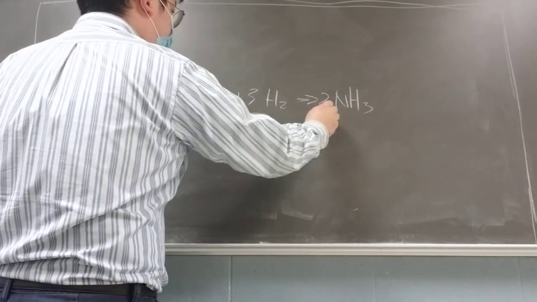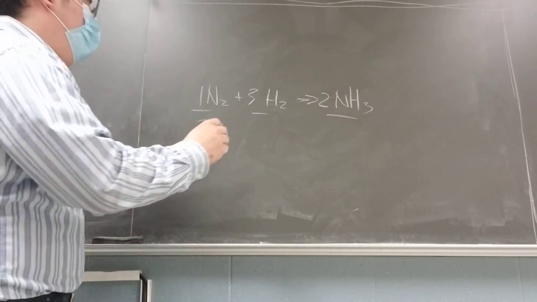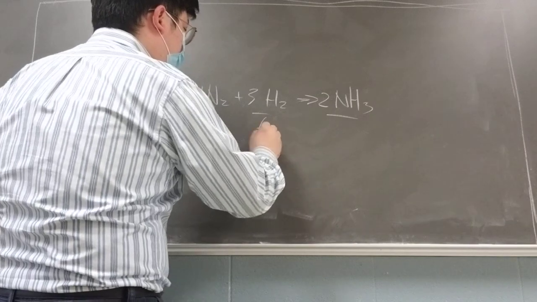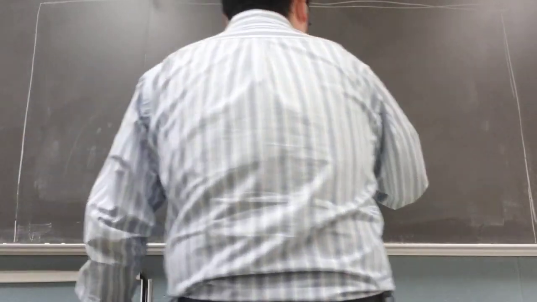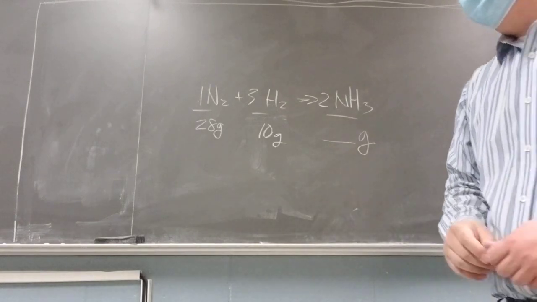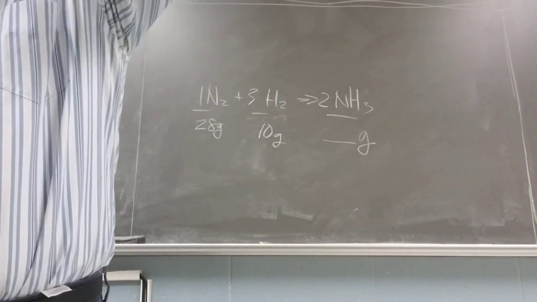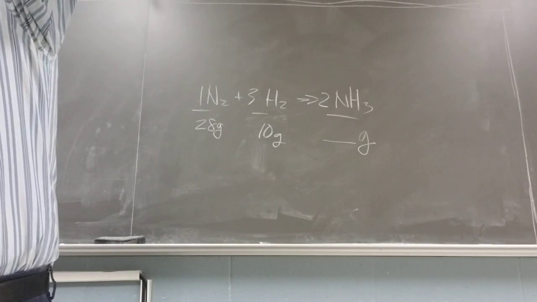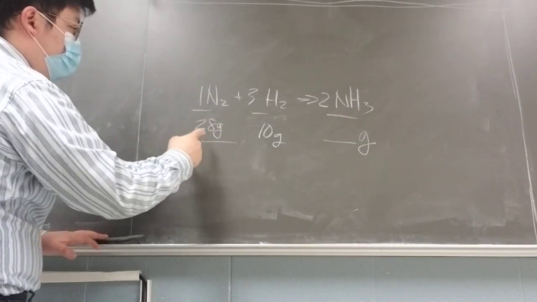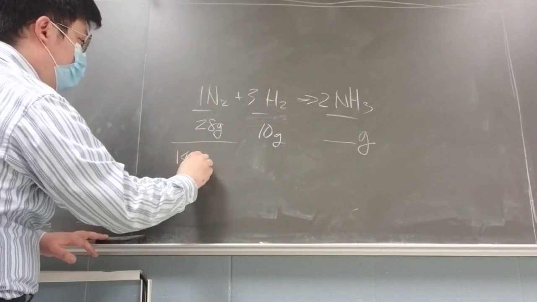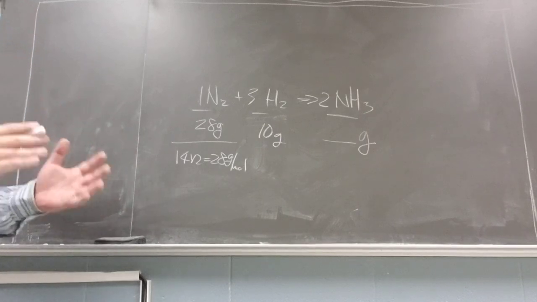So if you have those compounds, maybe I'll give you 28 grams of this, and maybe only 6 grams of this, oh, let's change it to 10 grams, and then find out how many grams of ammonia will be produced. It's pretty much the same. The periodic table will be given, and if you look at the number on the nitrogen, it says 14, right? But nitrogen is a diatomic molecule, so it's 14 times 2, which is 28 grams per mole. So nitrogen gas has a molecular weight of 28 grams per mole.